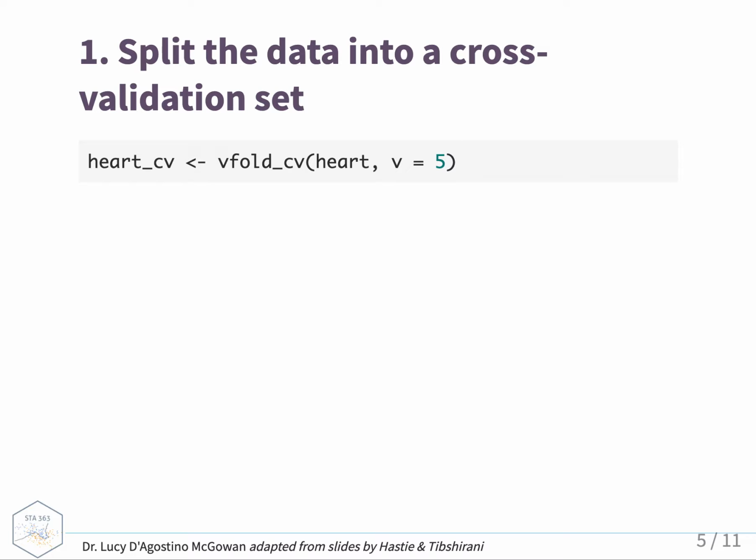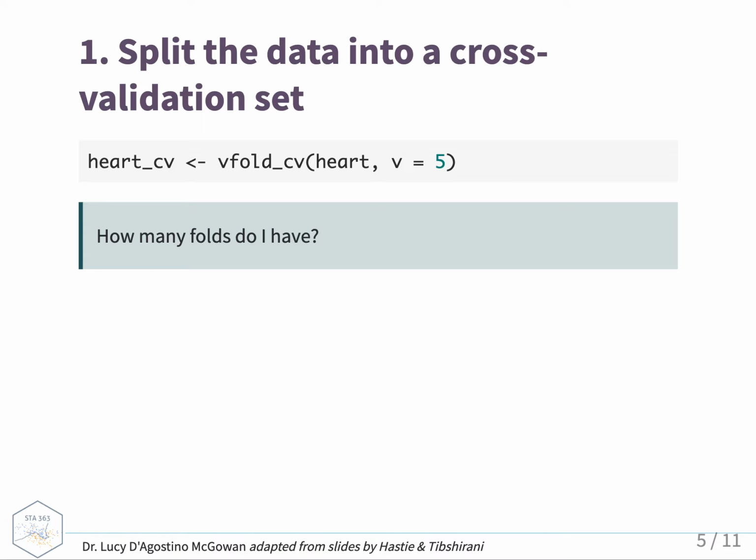My first step is going to be to split the data into a cross-validation set. The data set is called heart. And what fold cross-validation do you think I'm doing here? Yes, exactly, 5-fold. You all did great answering this type of question on the midterm. I think this is something most people feel pretty confident in, but essentially with this v_folds_cv function, you can dictate how many folds with that v.